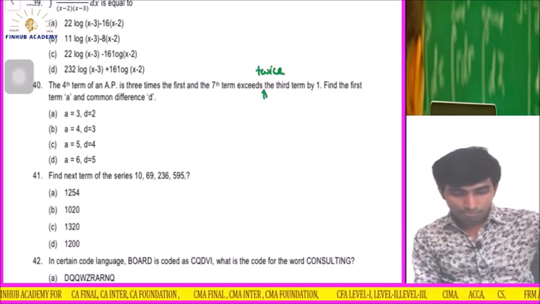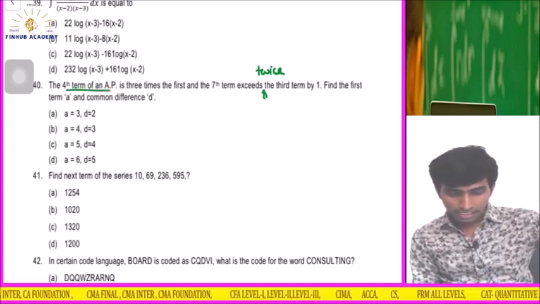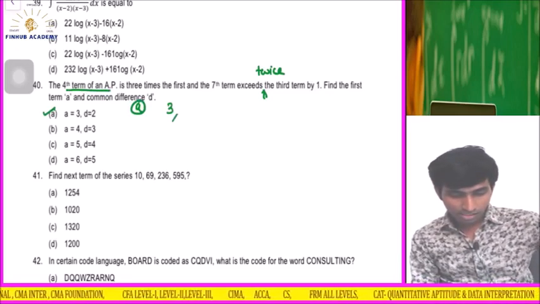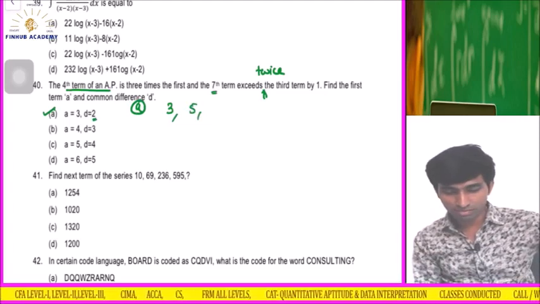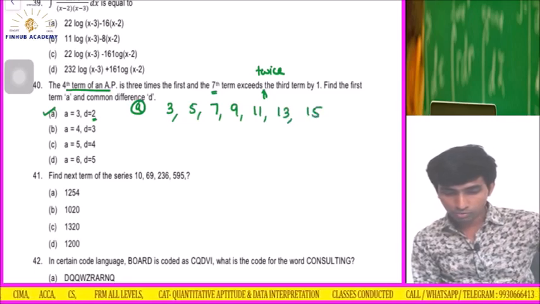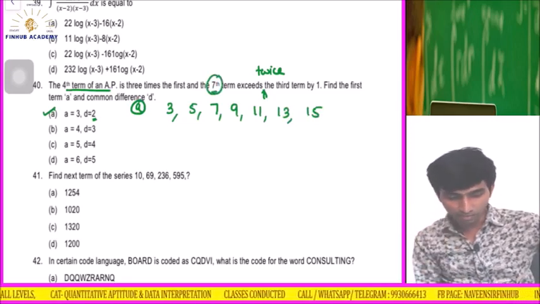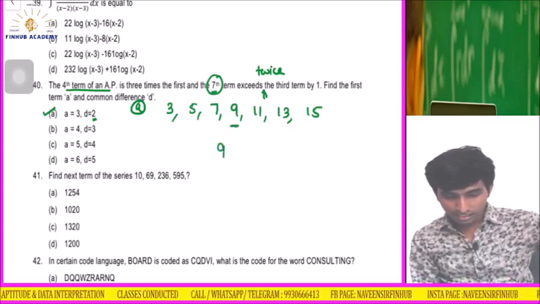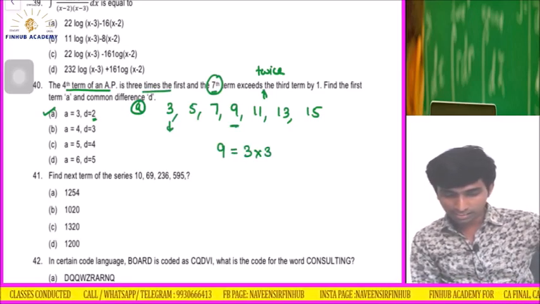So let's say, assume the fourth term of an AP is 3 times, let us assume option A, it is 3 and difference is 2, so 3 plus 2 is 5, they are going till the 7th term, so I will write all the 7th terms: 3, 5, 7, 9, 11, 13, 15, 1, 2, 3, 4, 5, 6, 7. Done. These are all 7 terms I have written, because they are talking about the 7th term. The 4th term of an AP, that is 9, is 3 times the first term. First term is 3. 3 times the first term, 3. Condition satisfied, first one.